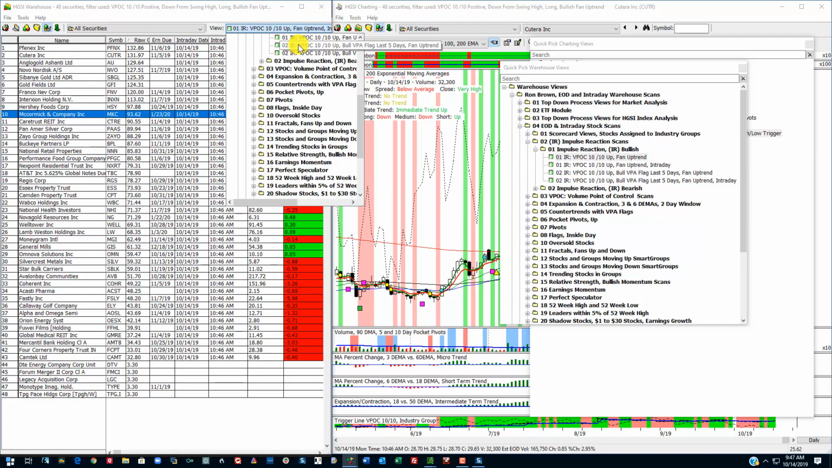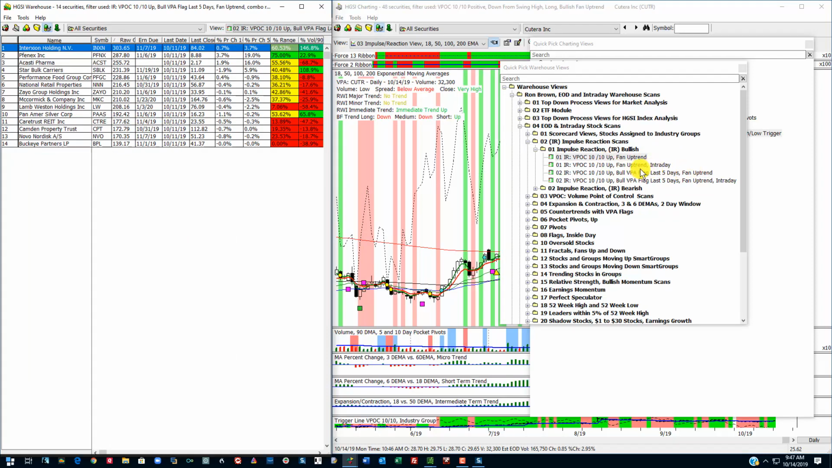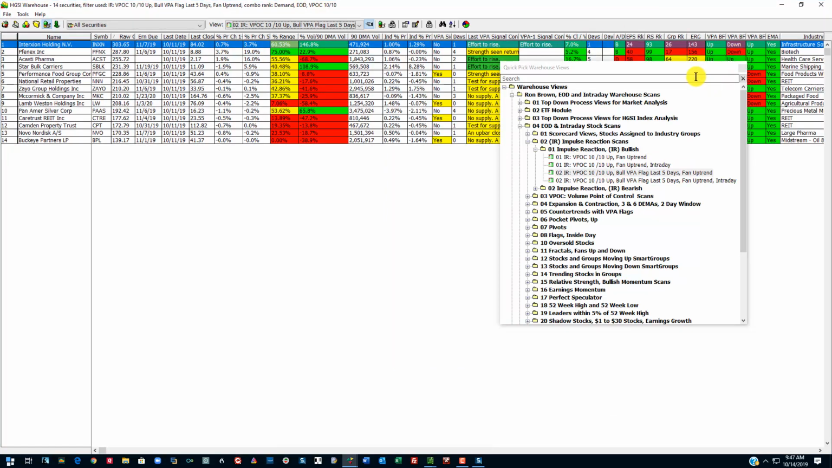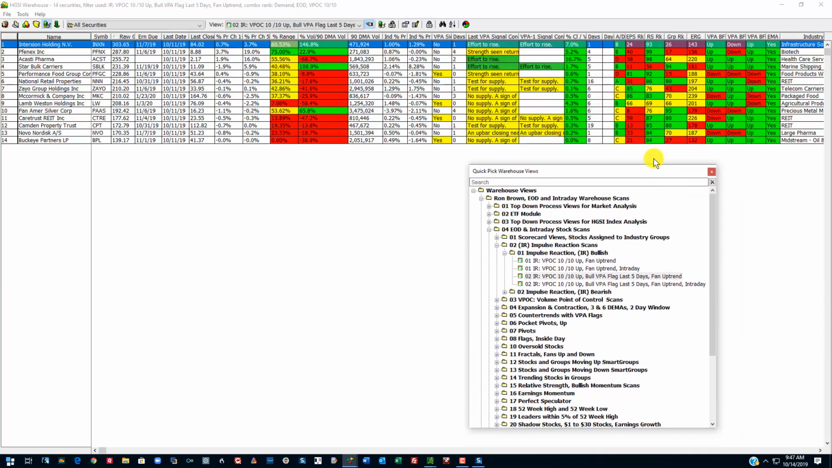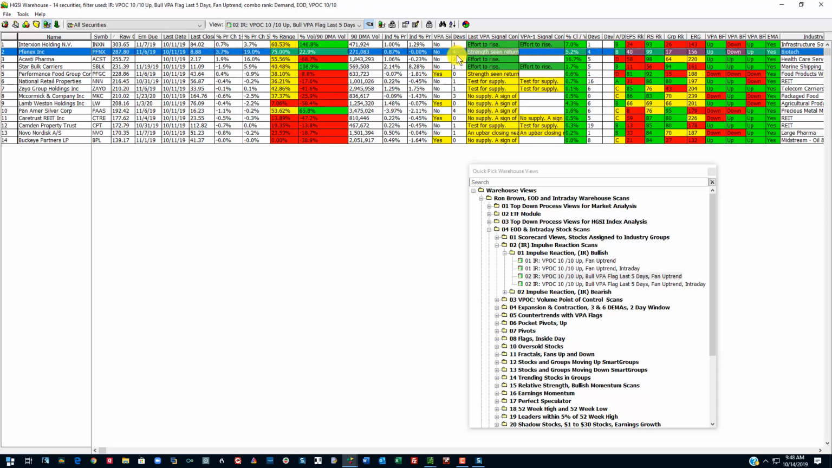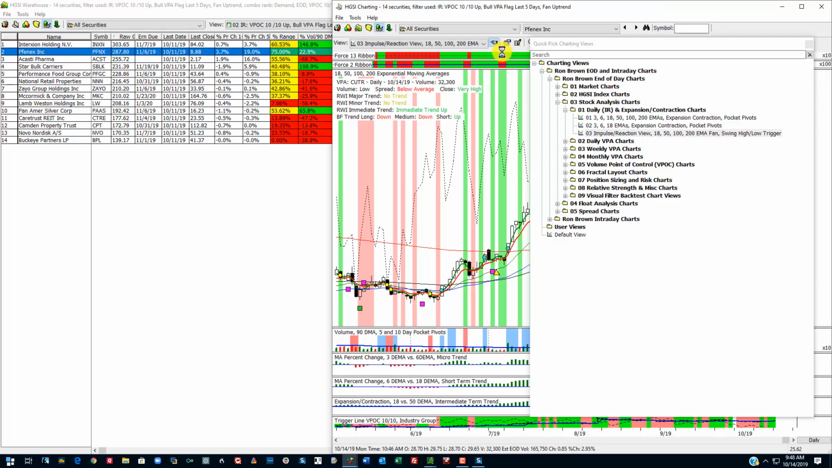My next view. Now this is the same thing, bull VPA flag, last 5 days, fan uptrend. So what I'm looking for here is a bullish VPA flag over the past 5 days, and these stocks are in a fan uptrend. I made the warehouse view full frame so you can see what's going on. So this is the number of days since the last VPA signal with a 5-day window. 0 would represent Friday, 4 would represent 5 days ago, and on that stock that I looked at earlier, strength seen returning 5 days ago.